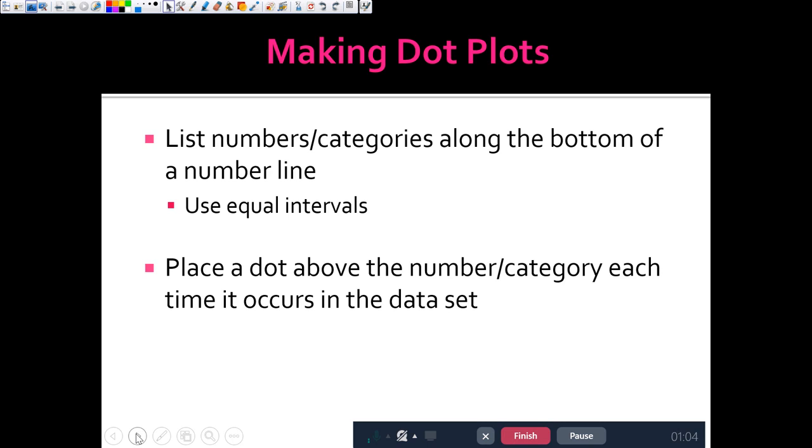Back to the intervals, if it's a category, for example grades, which are A, B, C, D, and F, you don't have to include E because it's not a grade. You understand what I'm saying?